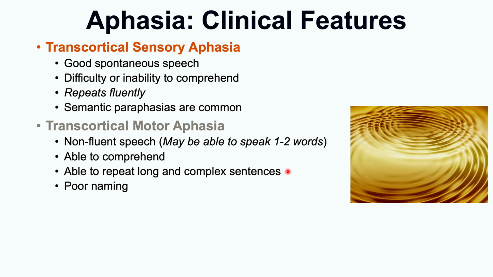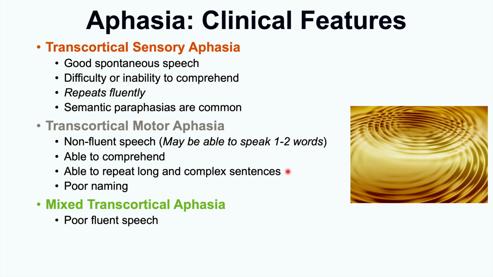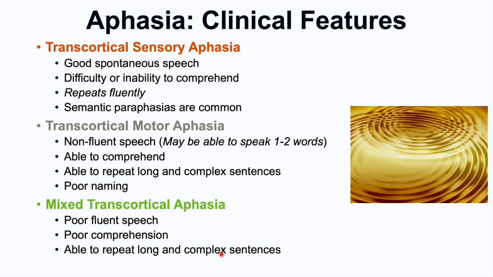But these patients will also have issues with naming. And then mixed transcortical aphasia is going to be lesions in and around Broca's, Wernicke's areas, and the arcuate fasciculus. So they're going to often have poor fluent speech, poor comprehension, because the lesion is going to be around Broca's area and around Wernicke's area. But they're going to be able to repeat long and complex sentences. And they're going to have issues with naming.